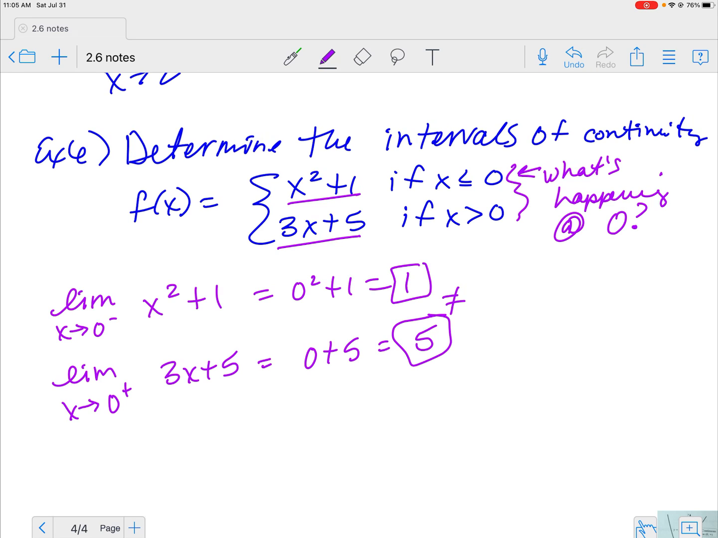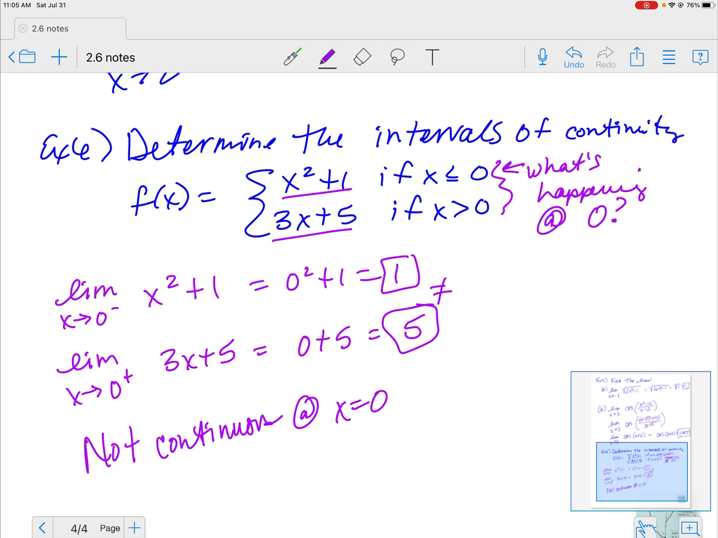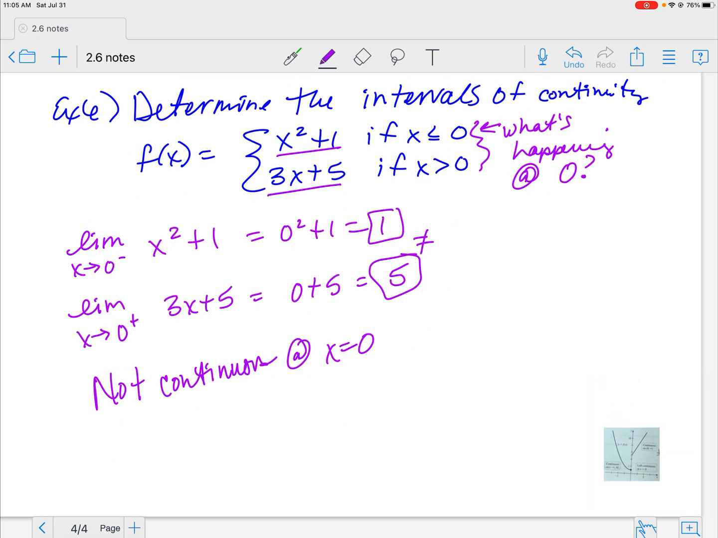No. Is my function continuous? No. Not continuous at x equal to 0. So if I want to determine the intervals of continuity, I'm going to go from negative infinity up to 0 with a parenthesis, because I'm just looking at my intervals of continuity. So everything, but it cannot equal 0.